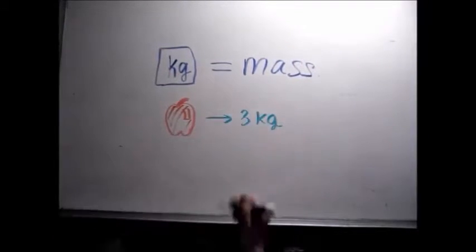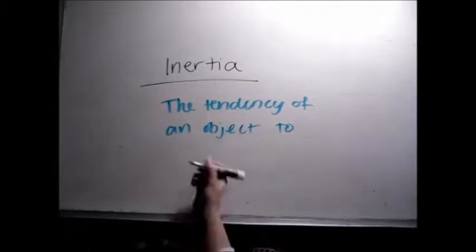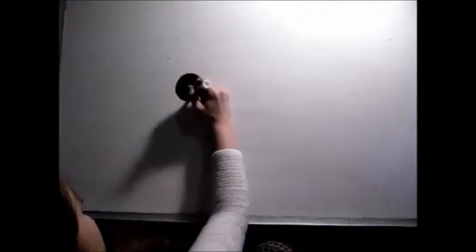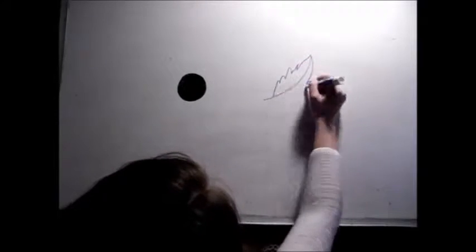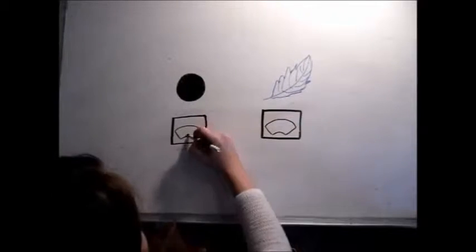Mass is measured in kilograms and is defined as the amount of matter in an object. Inertia is the tendency of an object to resist changes in motion. This means that inertia is the tendency to move or the tendency to be at rest. The more inertia an object has, the more likely it is to stay put. For example, a bowling ball has a lot more inertia than a feather does.